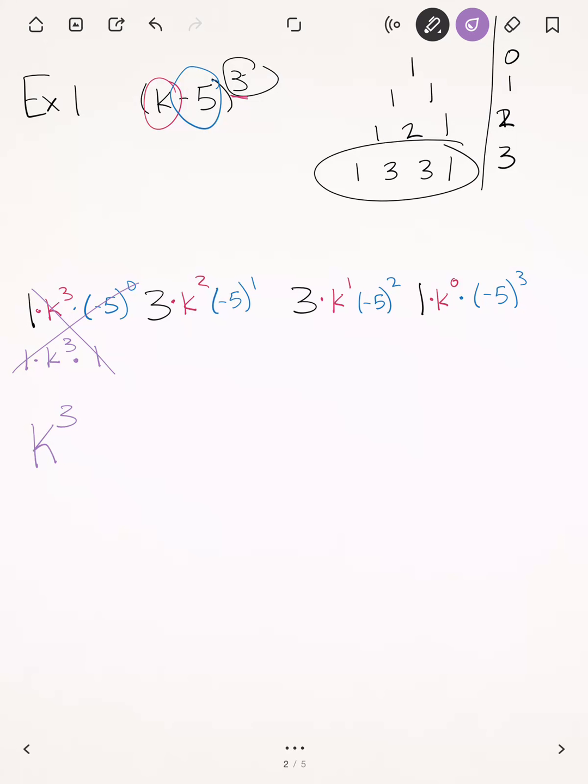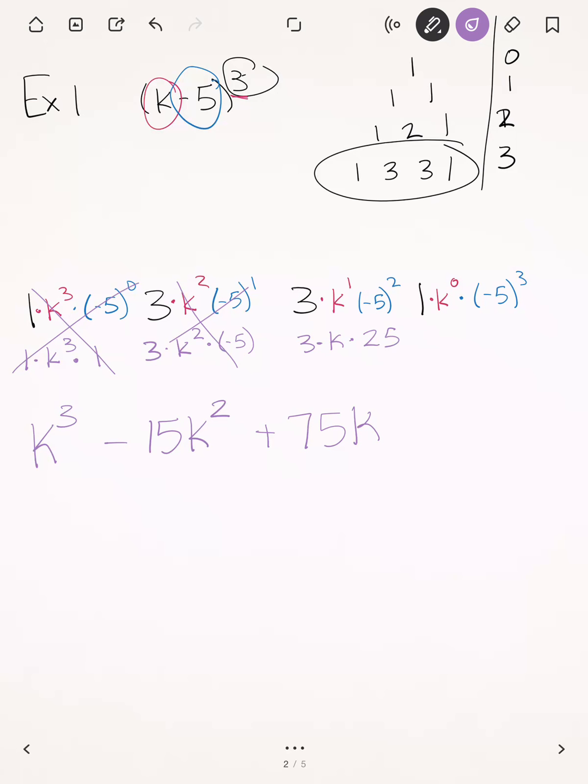So I'm going to mark it off so I don't need it anymore. Here I have 3 times x squared. Negative 5 to the first power is negative 5. So 3 times x squared times negative 5, I get a negative 15x squared. Okay, moving on. I have 3 times x, and then negative 5 squared is a positive 25. So 3 times x times 25, I get a positive 75x.